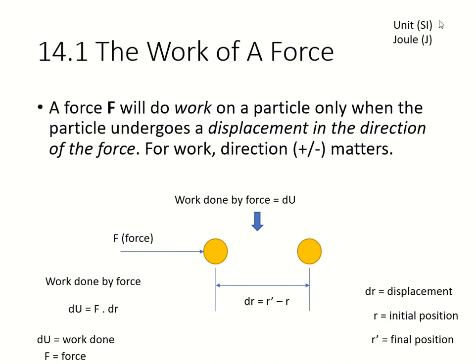Then we have to know the SI unit. The SI unit for work is the joule, J, and your symbol is U. We use U for work. And your formula is this: force times displacement. And don't forget to relate your displacement to your initial and your final position. So final minus initial is going to give you the displacement.